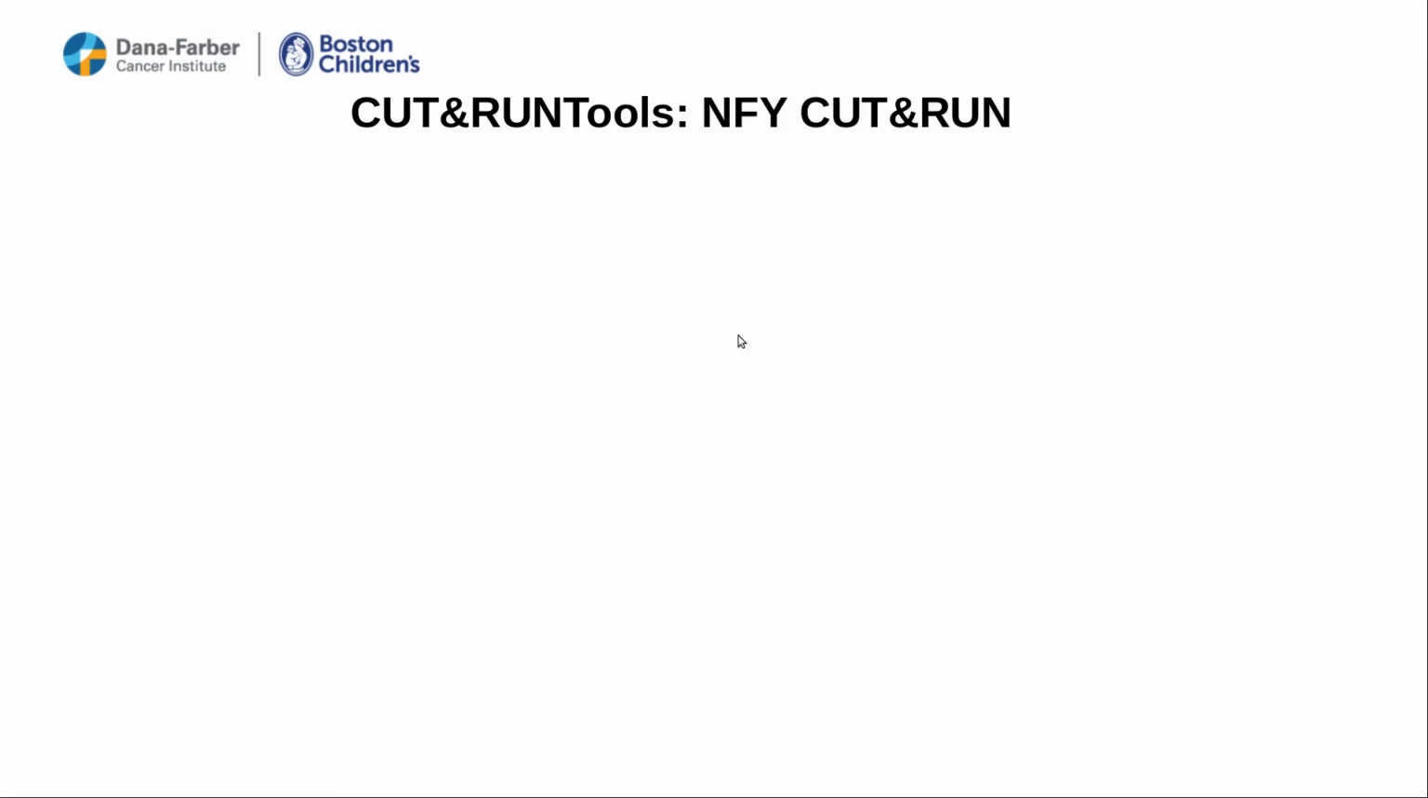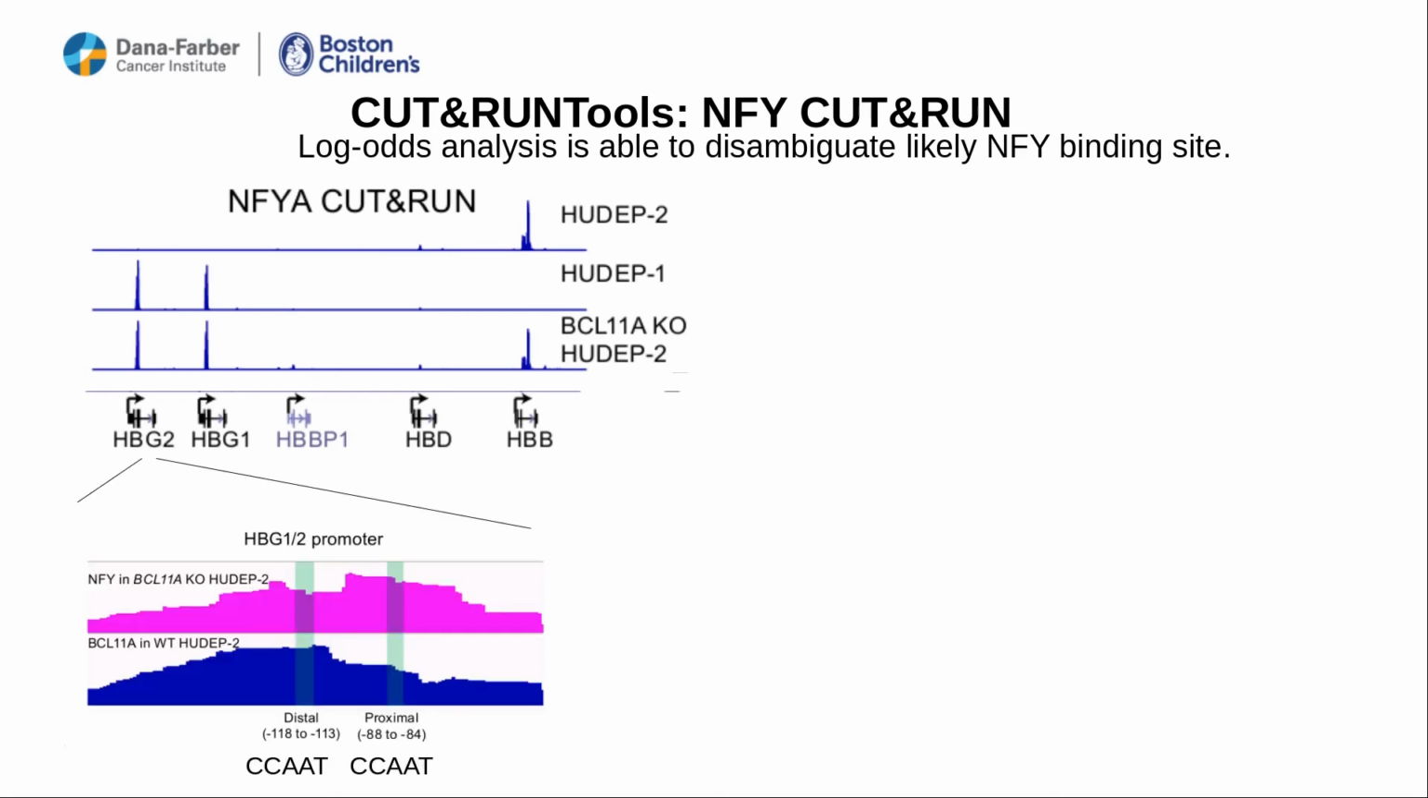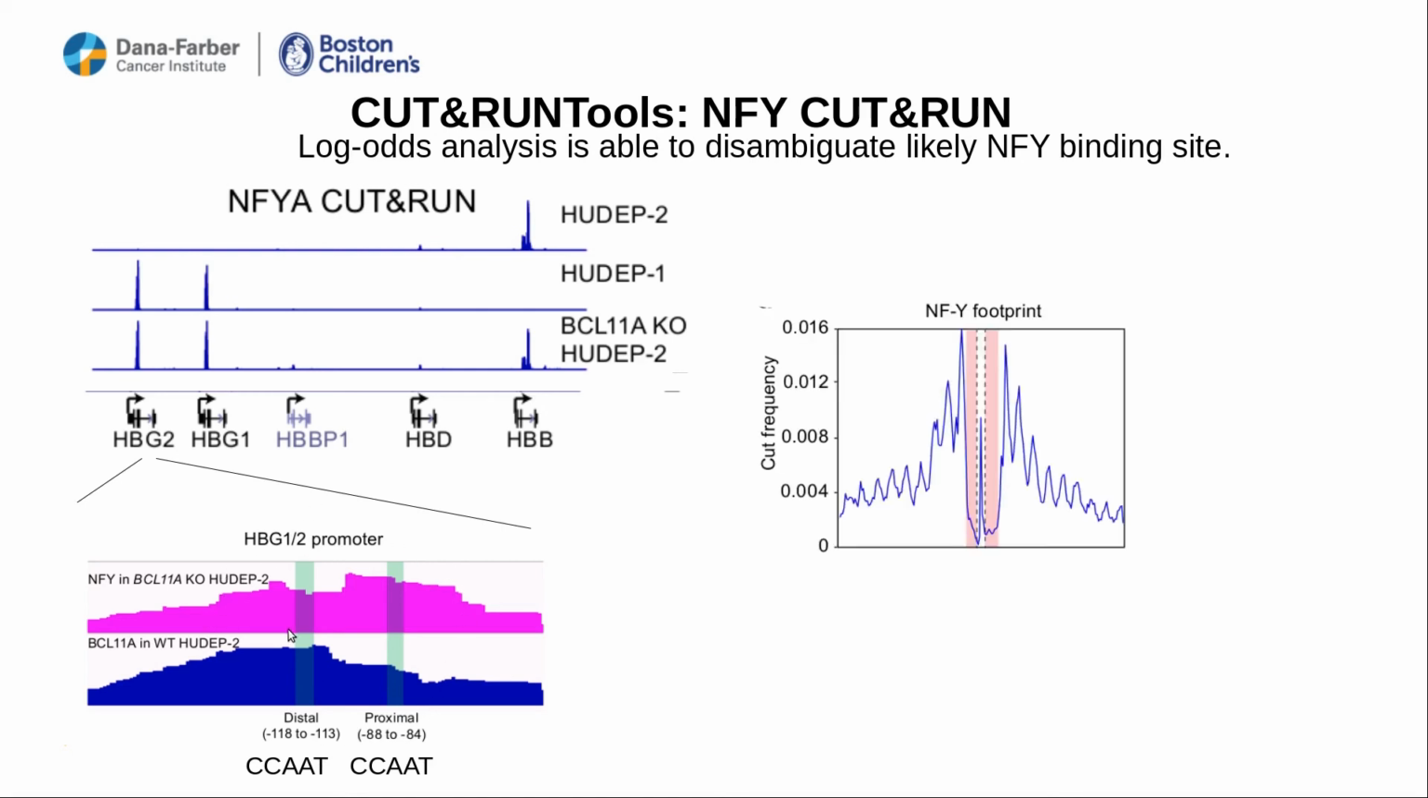One specific question that we usually get was why do we need the log odds analysis when we can just simply estimate binding sites from doing a peak calling analysis? The answer here is that log odds can sometimes disambiguate very closely located motifs to find the likely binding sites. In this case, we are using NFYA CUT&RUN as an example. This region of HBG1 and 2 has two twin CCAAT motifs of NFY, and it is not immediately clear from the pile-up picture which one is the more likely binding site.